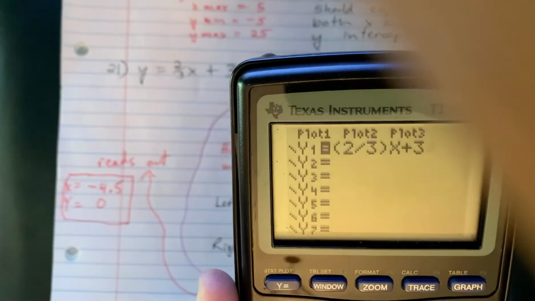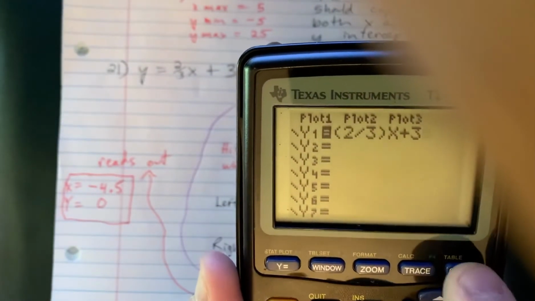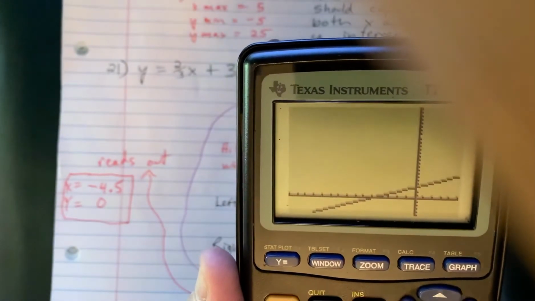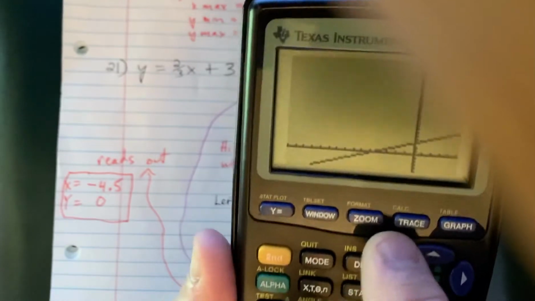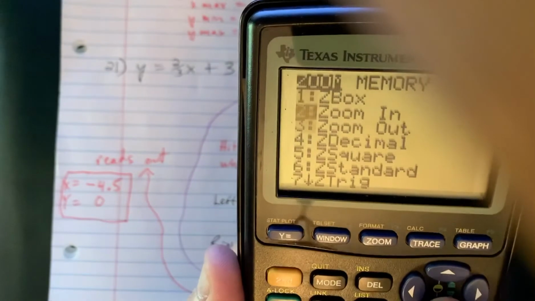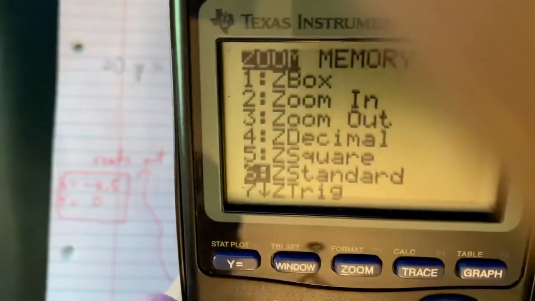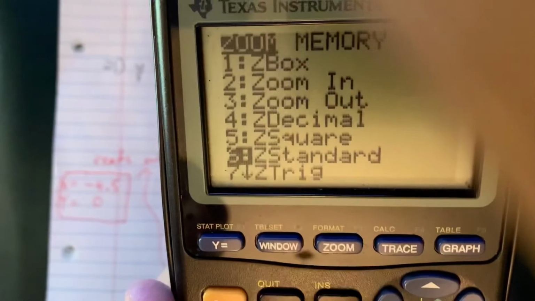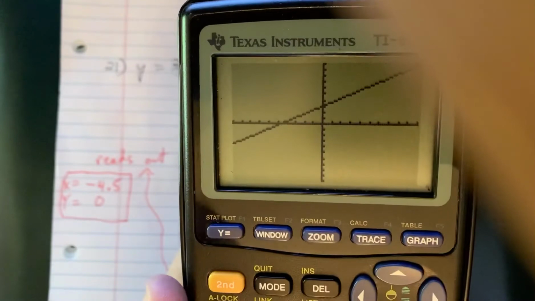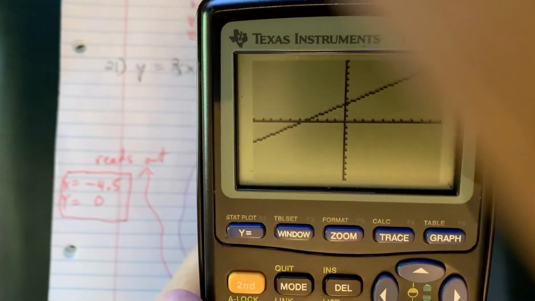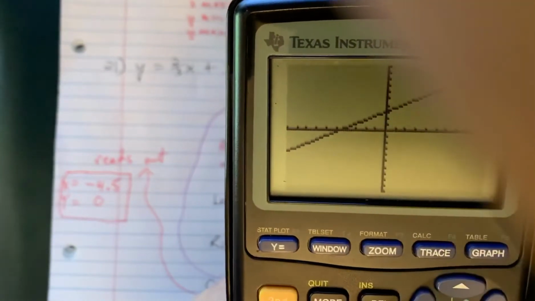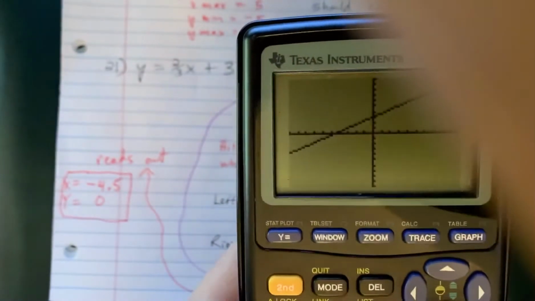All right. Okay, so now we hit graph. And we still have the old window in there. So here, if you hit the zoom button, you can go down to number 6. That's zoom standard. That's just a 10 by 10 window, so that's positive 10, negative 10, positive 10, negative 10. So there, we got a real good picture. And now they want us to use the calculator to find this x-intercept. And if you look through the packets, those are for the much older version.